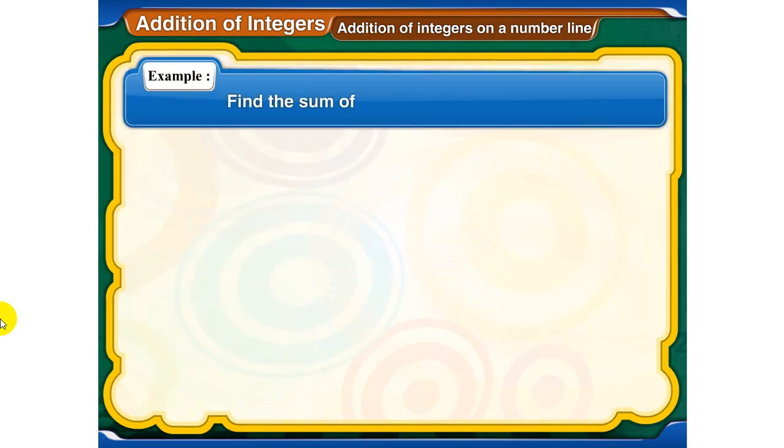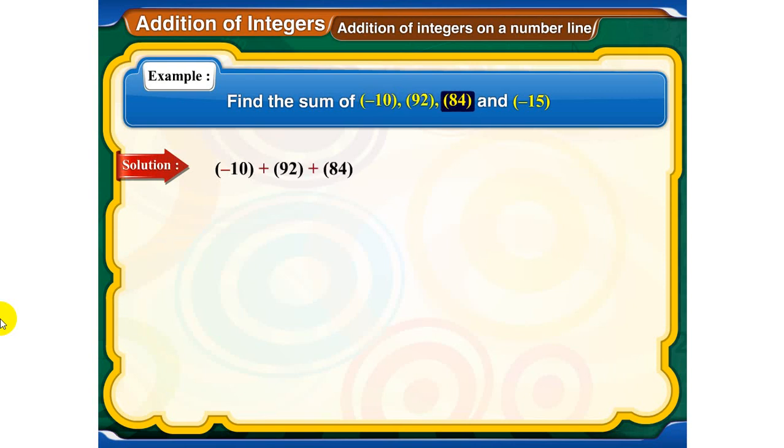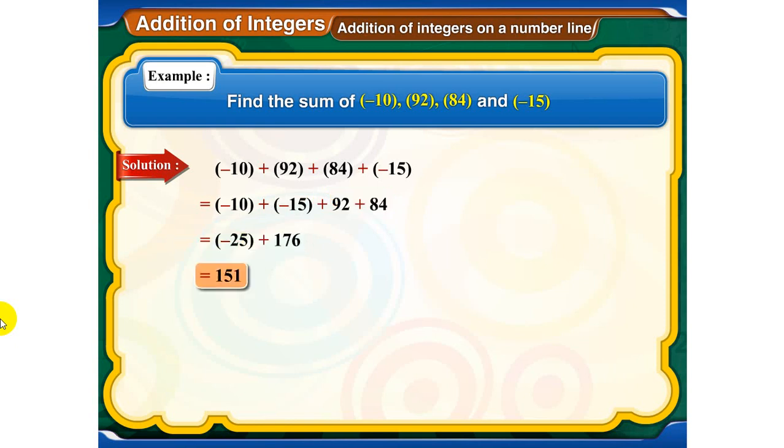Example: find the sum of minus 10, 92, 84 and minus 15. Solution: minus 10 plus 92 plus 84 plus minus 15 is equal to minus 10 plus minus 15 plus 92 plus 84 is equal to minus 25 plus 176, that is equal to 151.